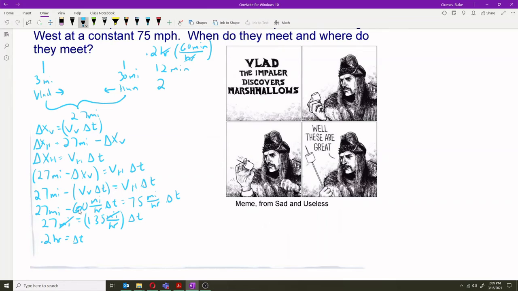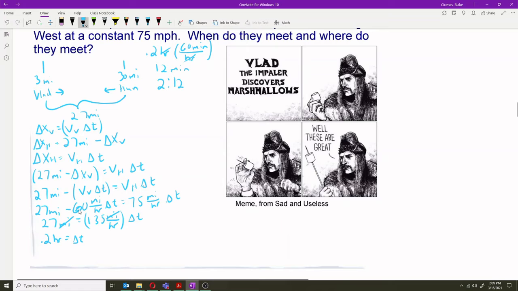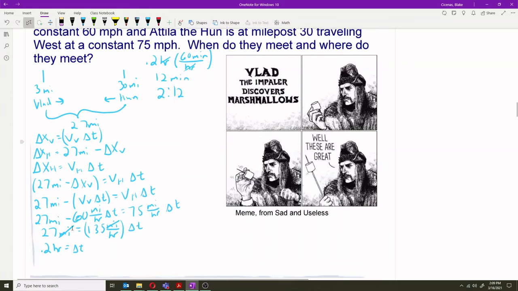So it'll be 2 plus 12, or 2:12. And it doesn't say AM or PM, so we'll just assume military time, 2:12. We're good. All right, so that gives me the when.